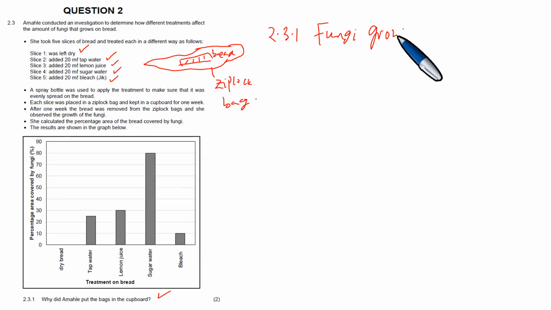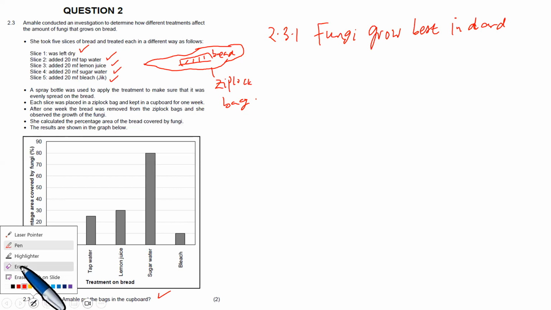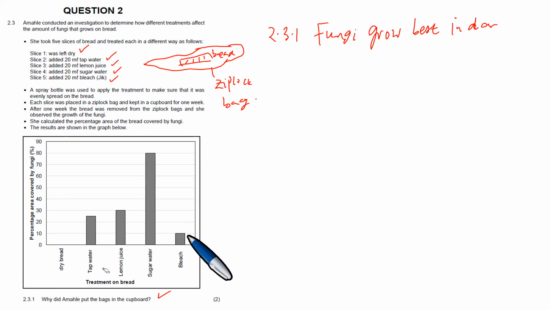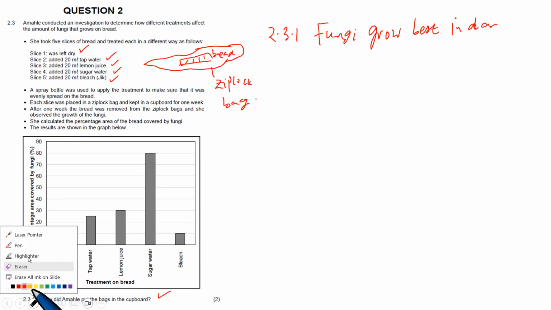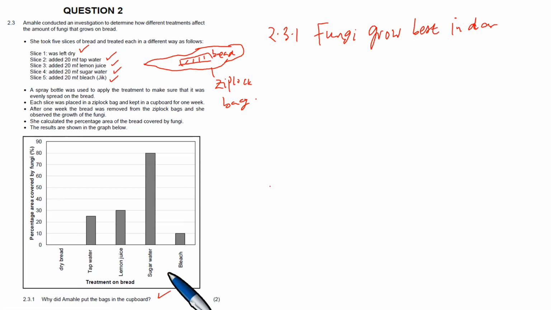grow best in dark. If you want the fungi to grow very well, you must put your experiment in a dark area. So you must put this in a dark and warm place. Fungi grow best in dark and warm places.